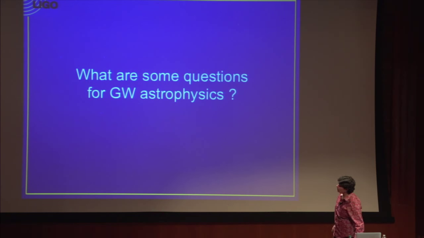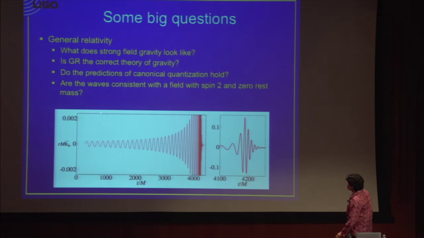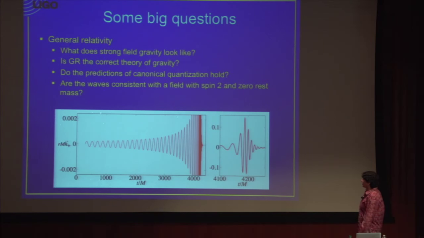So what are some of the big questions that gravitational wave astrophysics can ask and seek to answer? It starts with general relativity. The first question one can ask is, what does strong field gravity look like? What does gravity look like when you can't go to these linearized metrics or small perturbations, near a pair of merging black holes or neutron stars, for example? Is general relativity the correct theory of gravity? Do all astrophysical systems follow it? Do the predictions of canonical quantization hold, which is basically that the waves are consistent with a field that has spin 2 and zero rest mass?